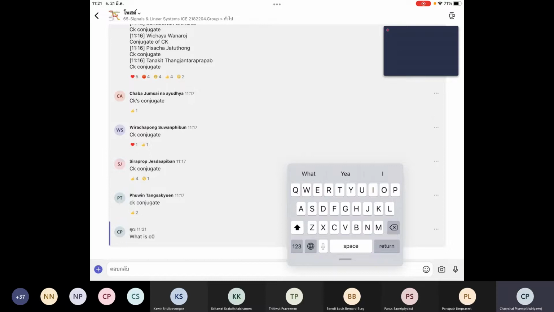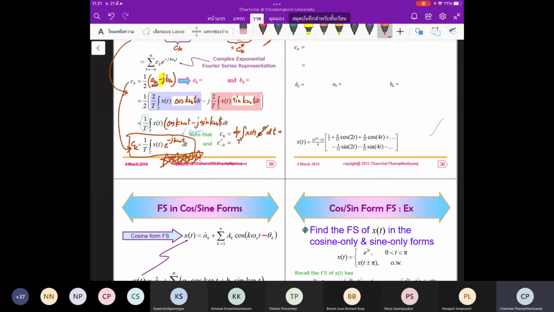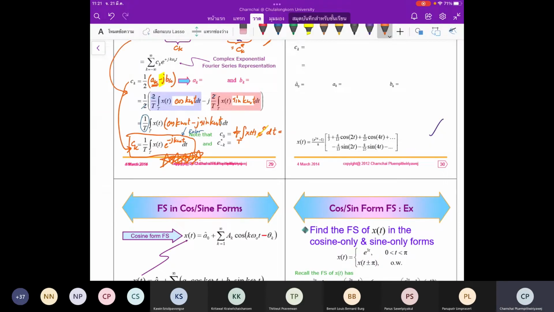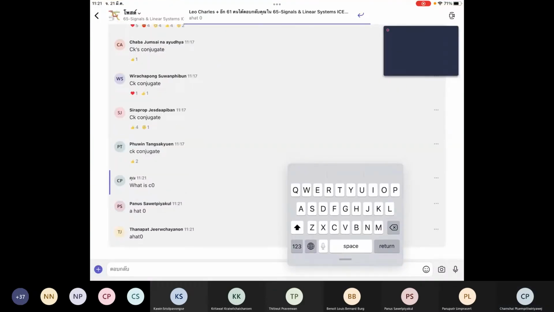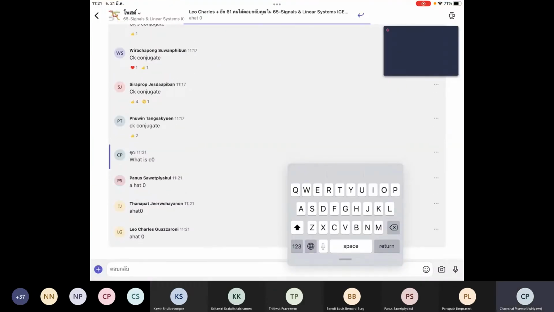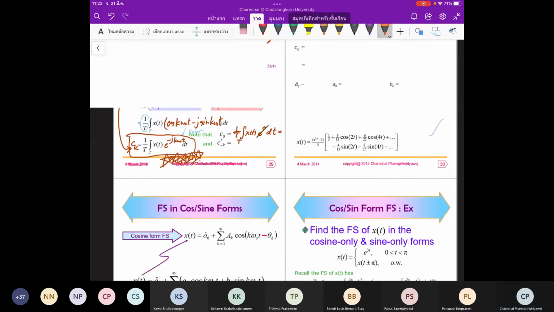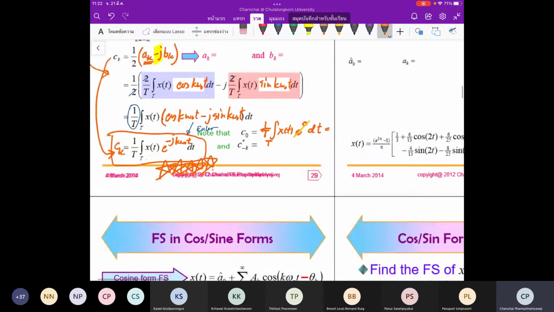What is c0? It's 1 over T integral of x(t) dt. It's the signal average, which is what? Anyone? A0 hat. That's right. So c0 is A0 hat.